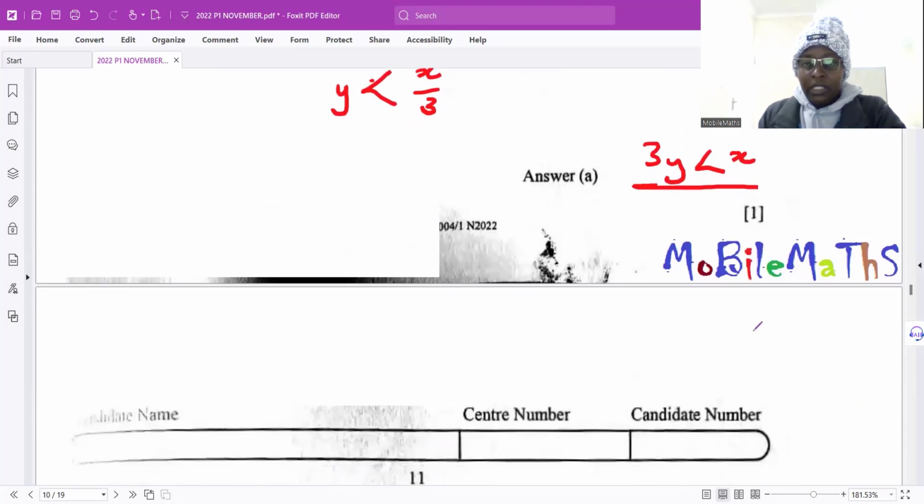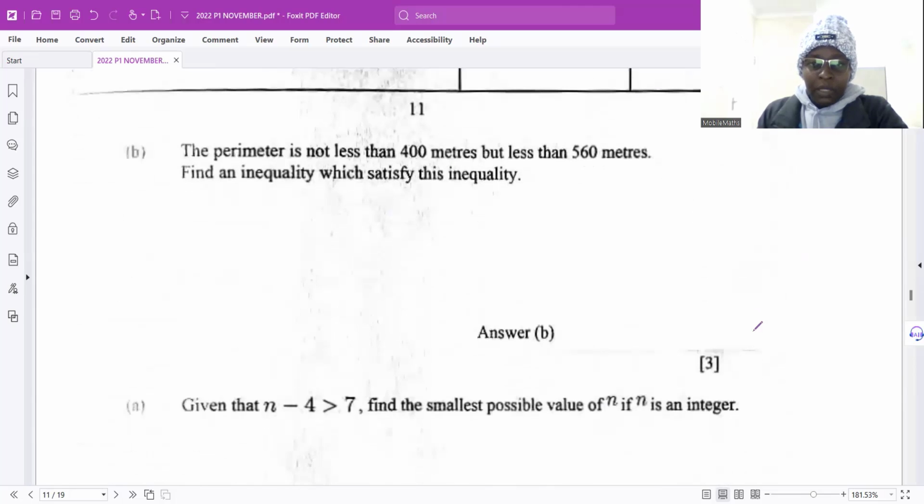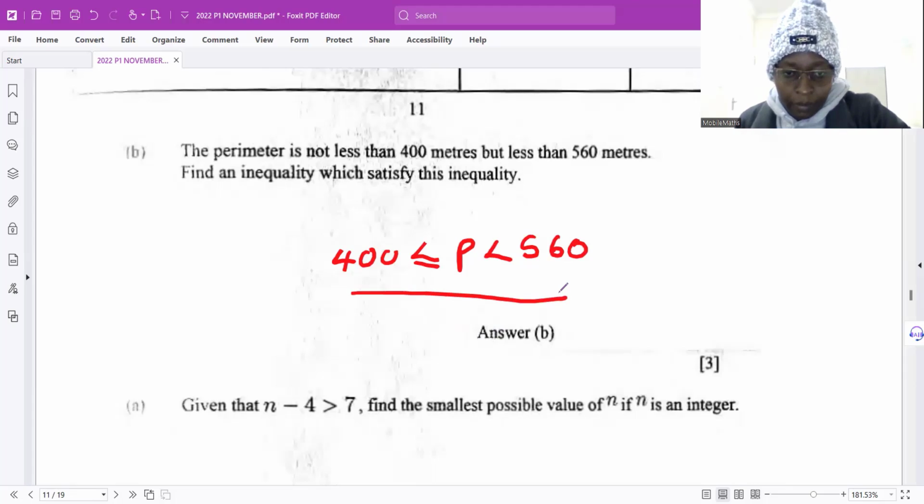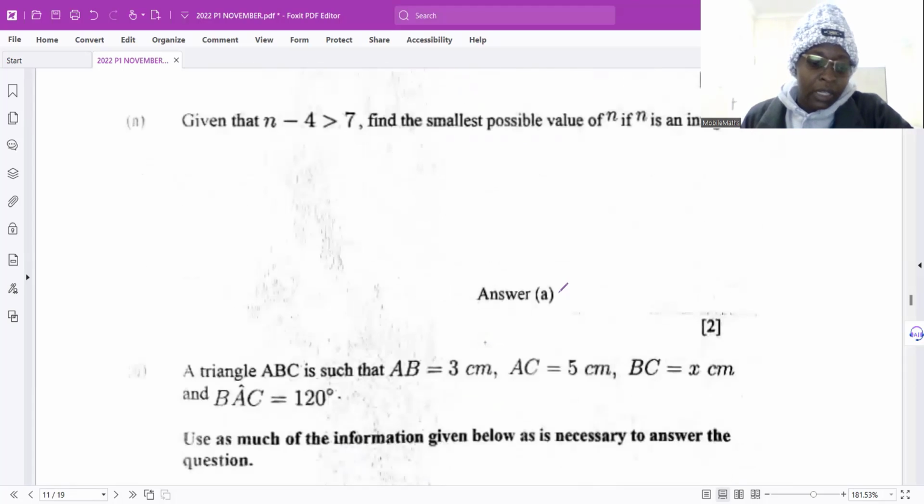So that's the inequality. Part B, the perimeter is not less than 400, but less than 500. So it means we can say 400 is less than or equal to our perimeter, which is also less than 500 there. That's our inequality. Okay, let's move on to number 17.